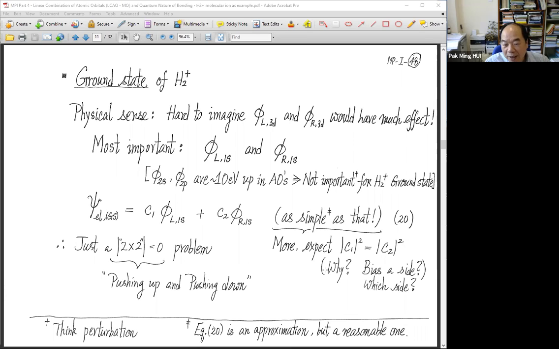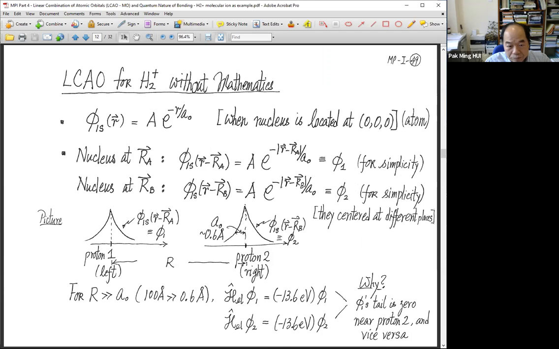Okay, so now let me go on. Even without doing the mathematics, we already know some answer. So let's try this left 1s plus right 1s situation. Here I try to draw you the picture. Now, what I'm linearly combining is the following two wave functions. 1s has the form of exponentially decaying with the Bohr radius as the length scale.